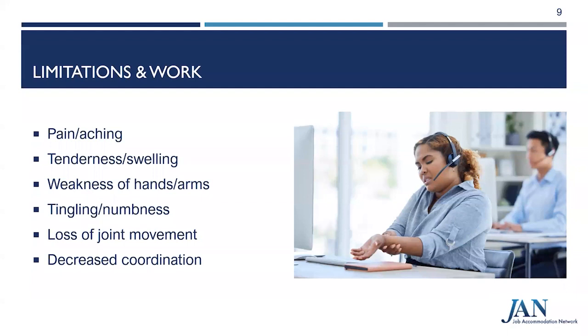So what are some of the limitations in the workplace that individuals with fine motor limitations experience? They can have pain and aching in the shoulders, arms, hands, or fingers, swelling or tenderness in the hands or fingers, weakness of the hands and arms when performing work-related tasks, such as typing, mousing, grasping, handling, and sensing.